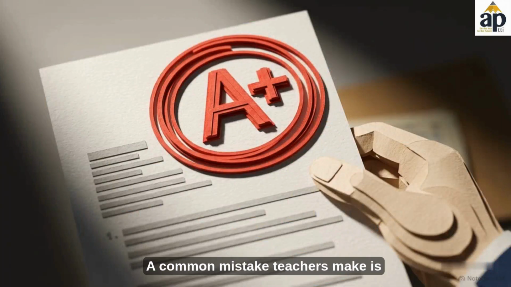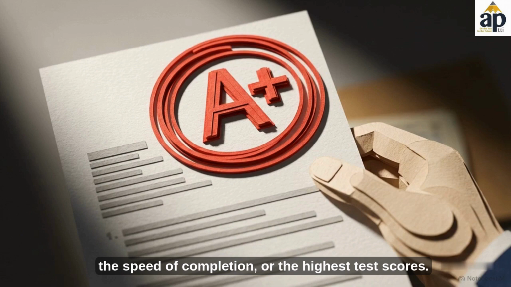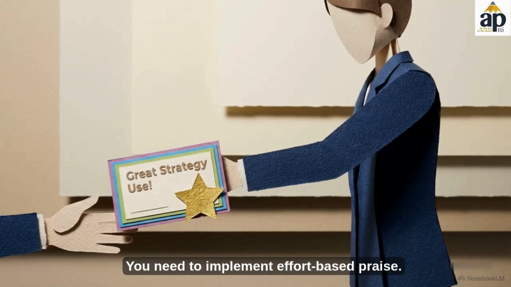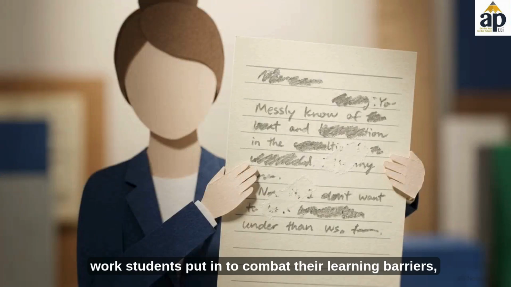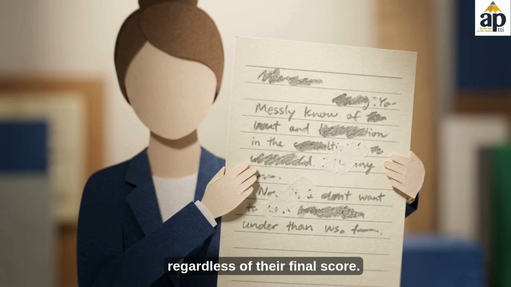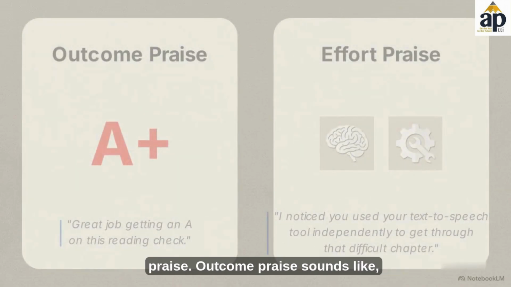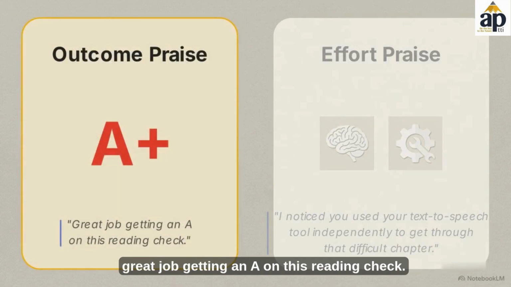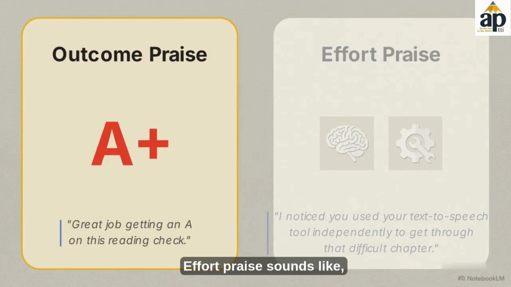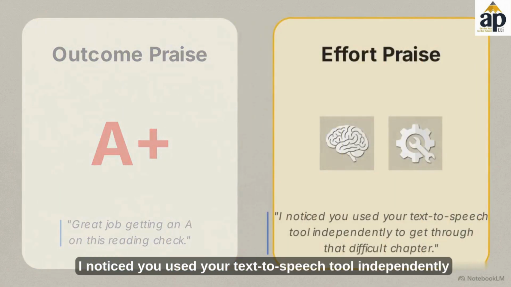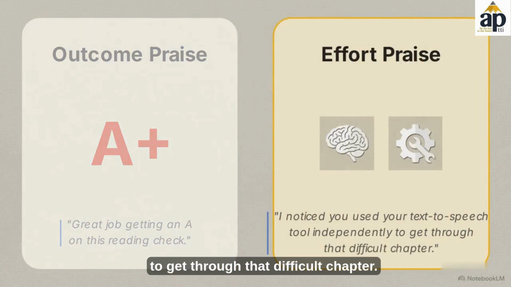A common mistake teachers make is exclusively praising final grades, the speed of completion, or the highest test scores. You need to implement effort-based praise. Make it a daily routine to acknowledge the hard work students put in to combat their learning barriers, regardless of their final score. This chart compares outcome praise with effort praise. Outcome praise sounds like, "Great job getting an A on this reading check." Effort praise sounds like, "I noticed you used your text-to-speech tool independently to get through that difficult chapter."